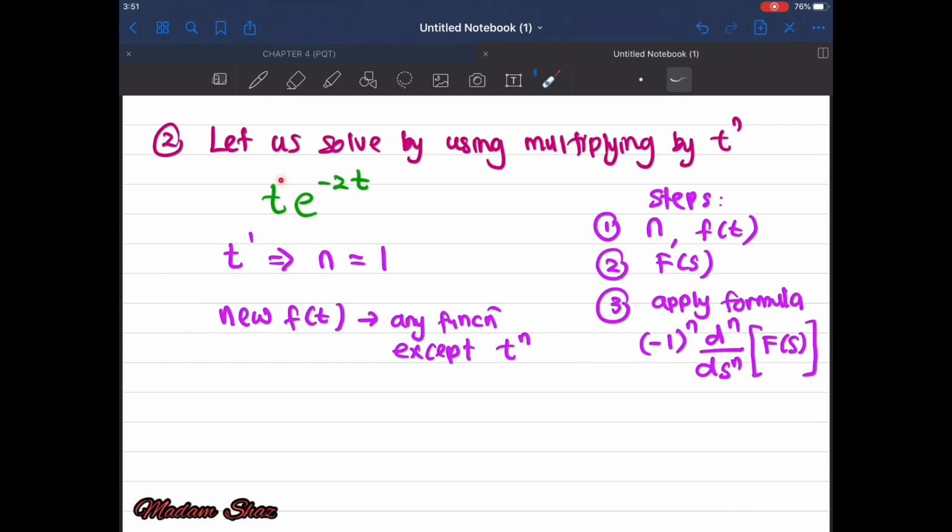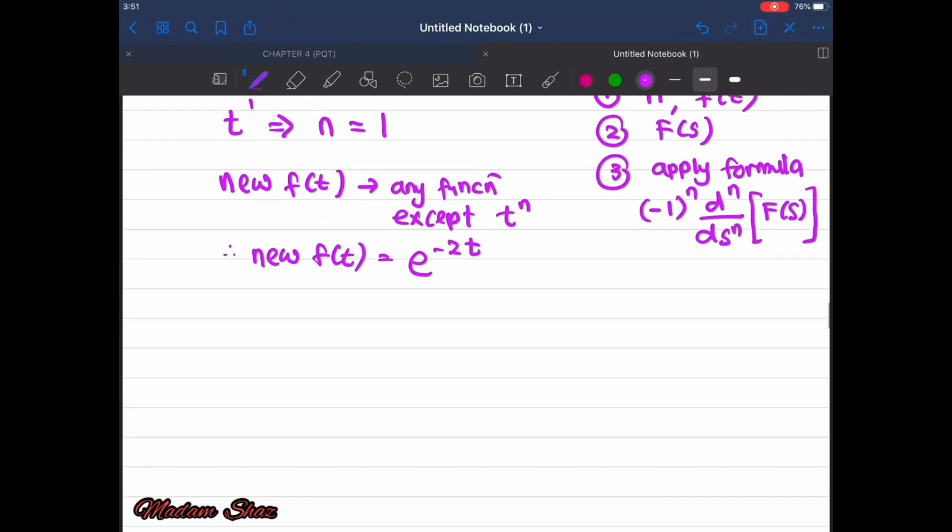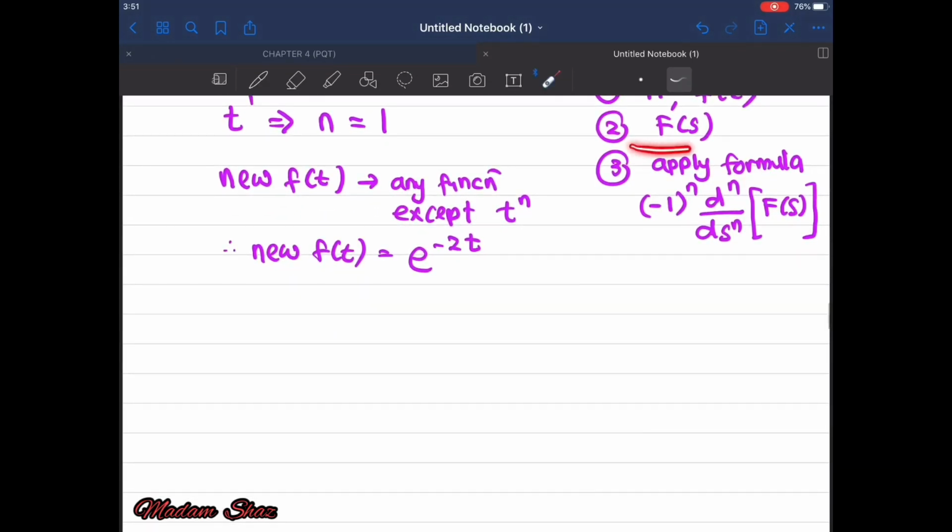So the new f(t), once we close our t, is equal to exponent negative 2t. Therefore, new f(t) is equal to e^(-2t). Now proceed to the second step: find the Laplace transform for the new f(t) in order to obtain F(s).